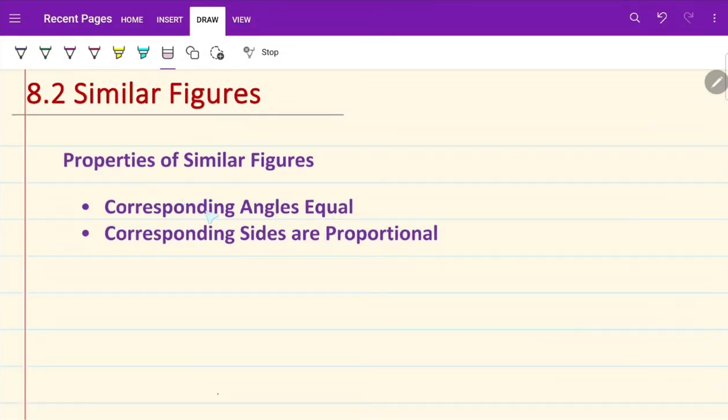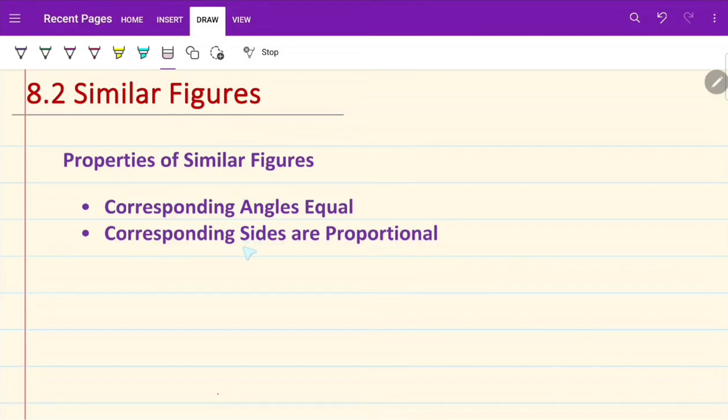Now, two or more figures are considered similar if their corresponding angles are equal to each other. And it's only that the corresponding angles are equal. Their sides are not necessarily of the same length, but as long as their corresponding angles are equal to each other, the figures are considered similar. And it could be any polygonal figure. It could be triangles, quadrilaterals, pentagons, hexagons, any polygonal figure. As long as their corresponding angles are equal, they are considered similar figures.